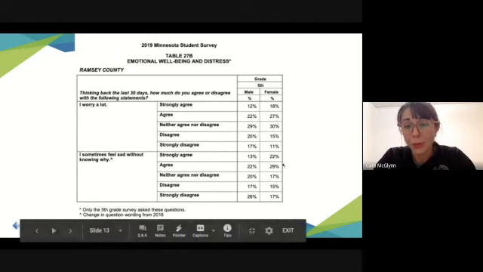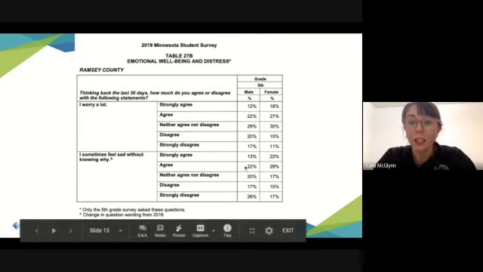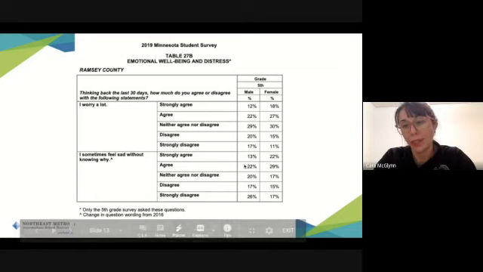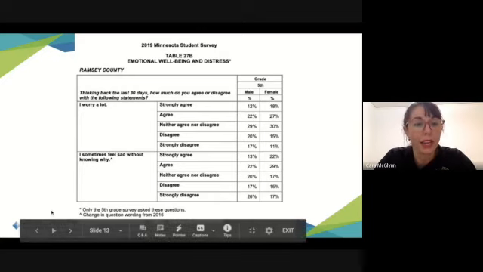Sometimes I feel sad without knowing why. Again, just looking at the female students here, we've got over 50% of children saying, yeah, that's me. And looking at the male students, we've got about 35% here. And thinking about the worrying, we've got about 32%. So that's a huge proportion of fifth graders in Ramsey County that are feeling this way. And again, please do look at your own county student survey.